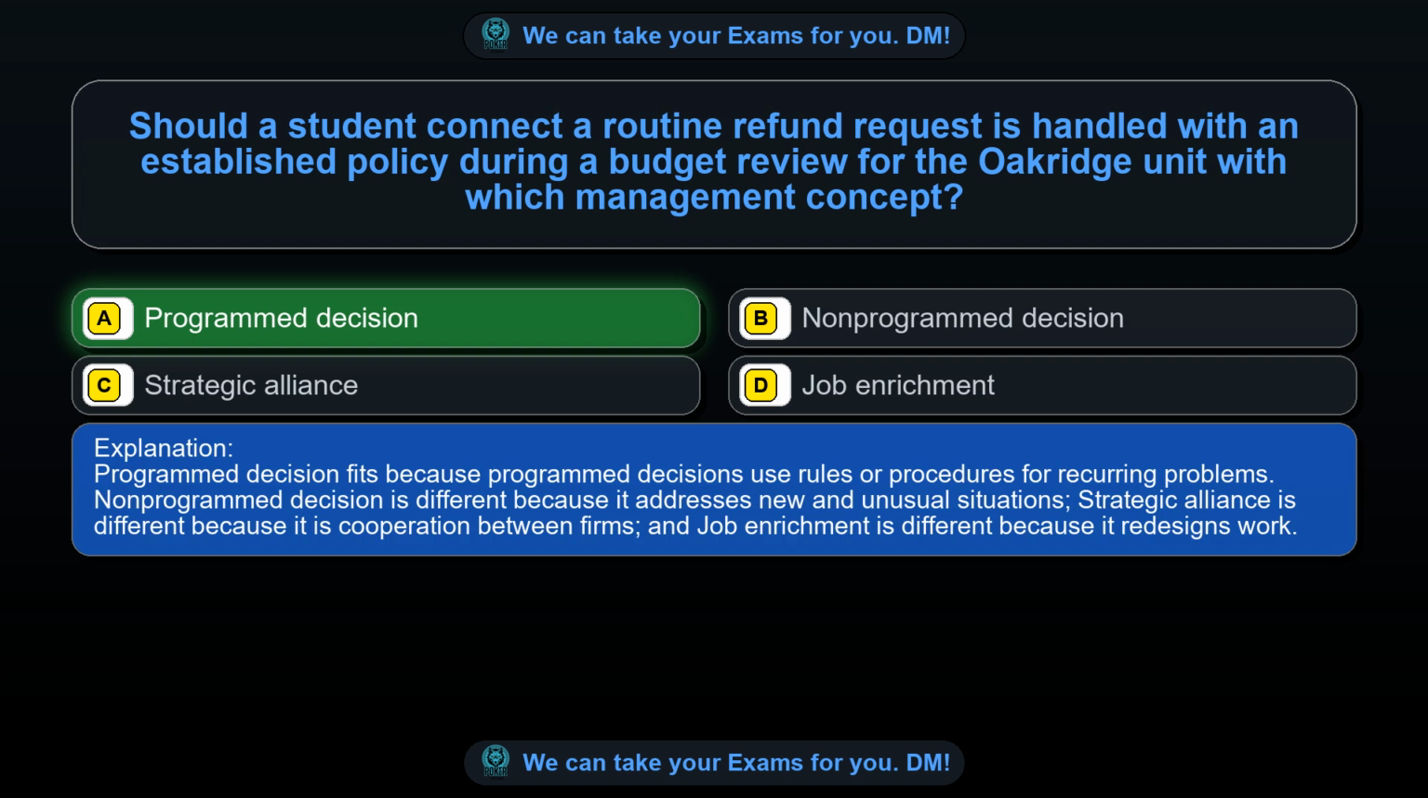Program decision fits because program decisions use rules or procedures for recurring problems. Non-program decision is different because it addresses new and unusual situations. Strategic alliance is different because it is cooperation between firms, and job enrichment is different because it redesigns work.